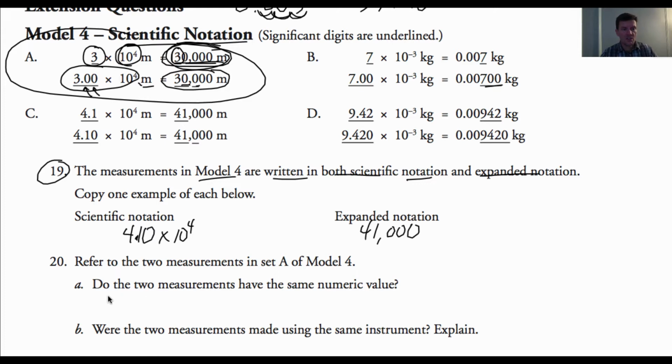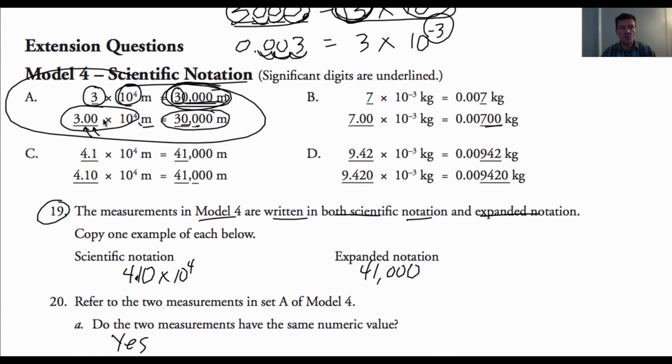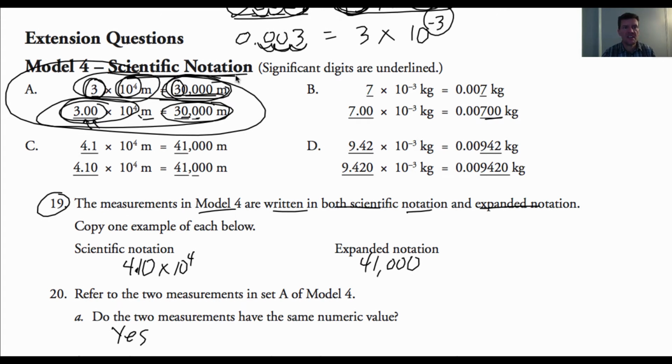But were the 2 measurements made using the same instrument? No. This measurement right here is only one significant figure. This here is to the nearest hundredth of a meter. This second number is much more precise, using a much more exact instrument. So just be aware of that. That's the power of writing it in scientific notation, is you always will know the number of sig figs, and you can always tell how precise of an instrument you are using.